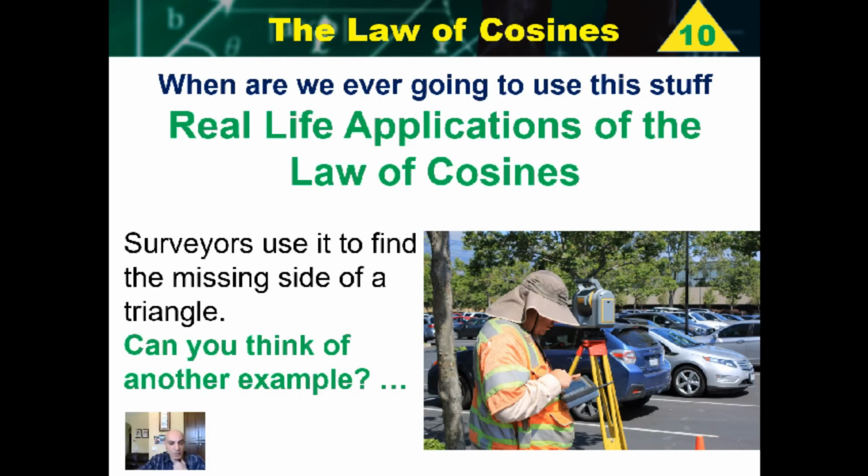Where is this used in real life? Well, one of the usages is the surveyors or the survey engineers use the law of cosine extensively to find the missing sides. Can you think of another example? Well, if you can, please put that in the comments in the video. I would probably just Google this and find out some other example of real life.